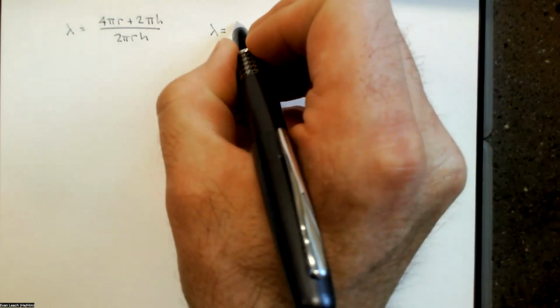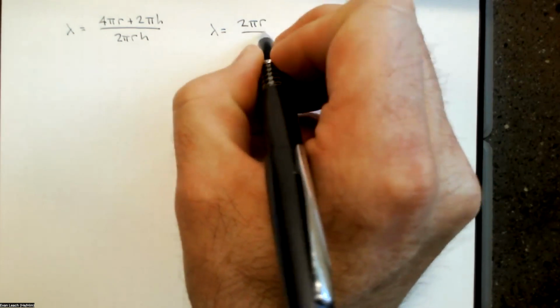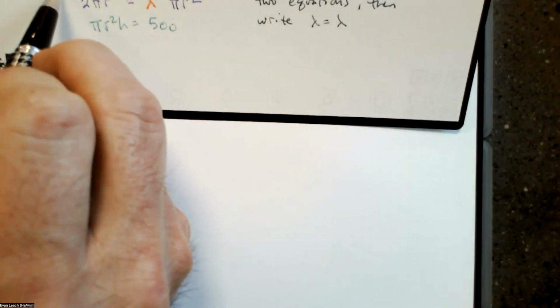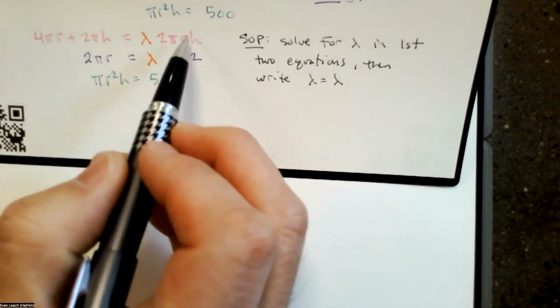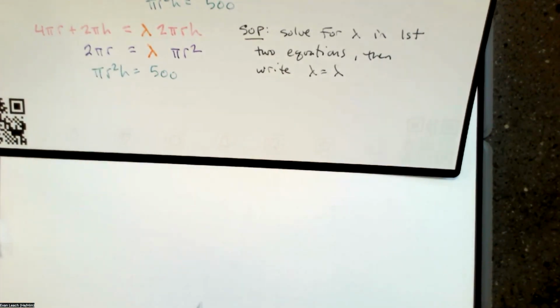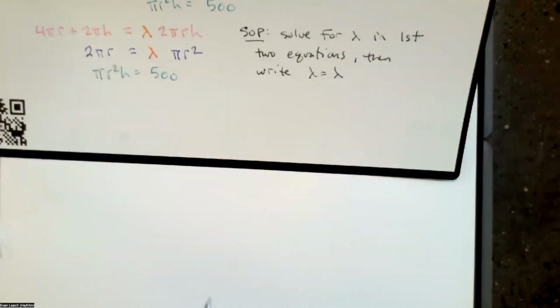So the first equation is going to tell us that lambda is 4 pi r plus 2 pi h divided by 2 pi rh. And the second equation gives us that lambda is 2 pi r divided by pi r squared. So just take the 4 pi r plus 2 pi h and divide by the 2 pi rh, and then just take the 2 pi r and divide by pi r squared. Yeah, we're going to simplify.